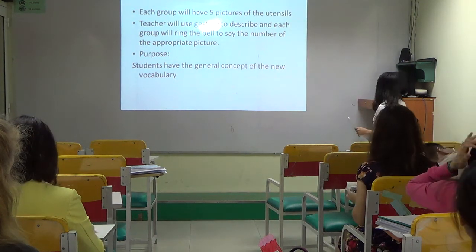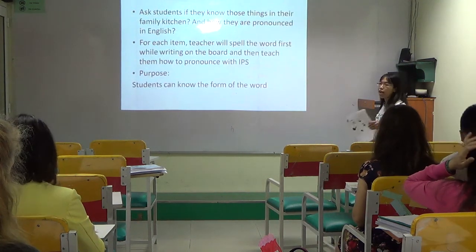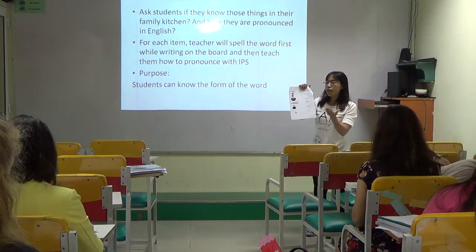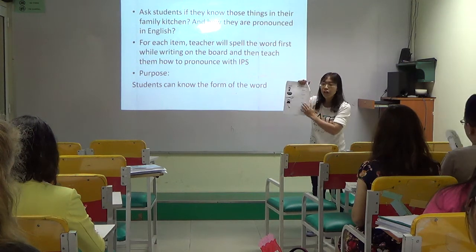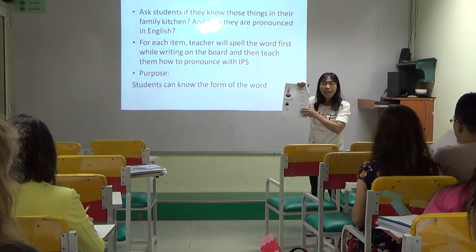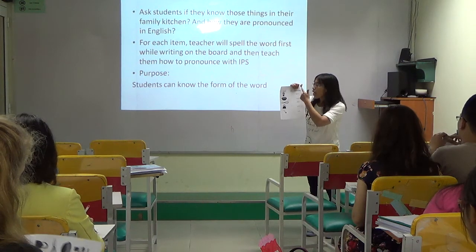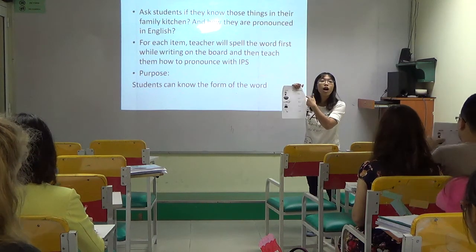Next activity, I will give the students a table. Actually, when I give the students the table, they don't have the vocabularies here. This is the blank. This is the blank. They just have the images, the IPA column blank, and the vocabularies column blank.